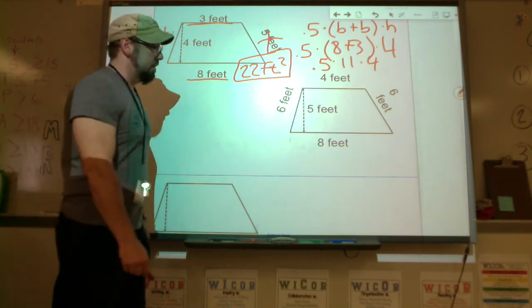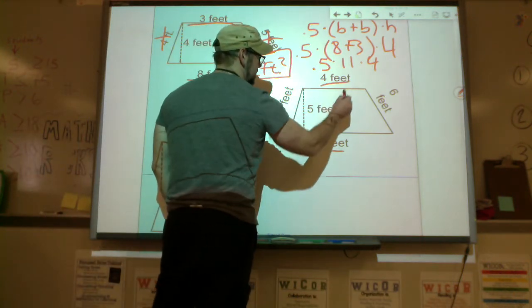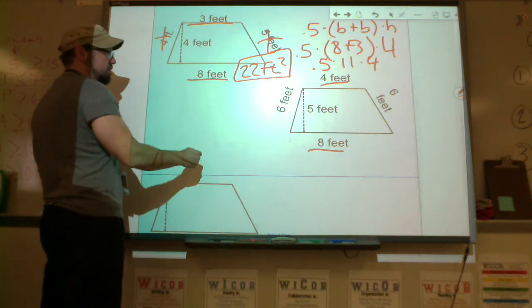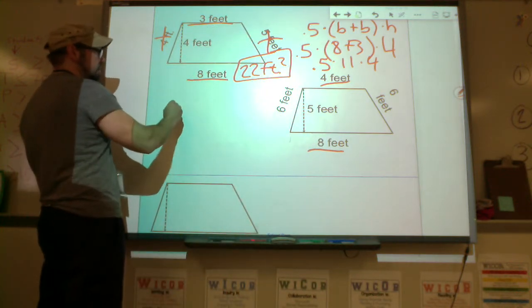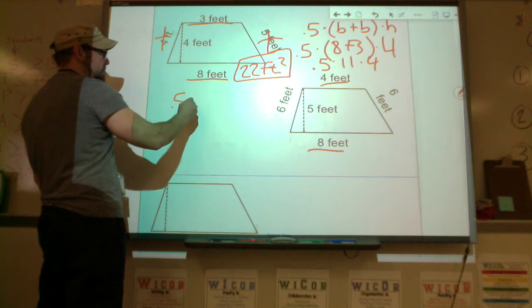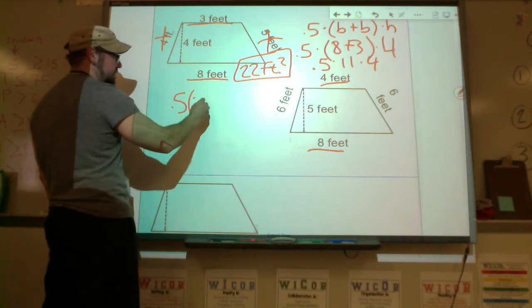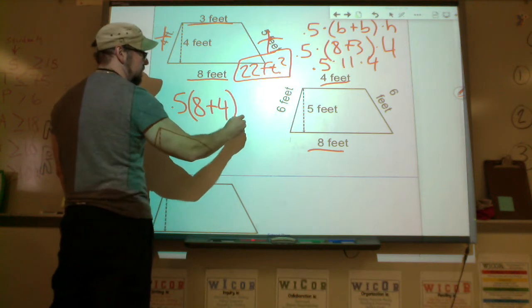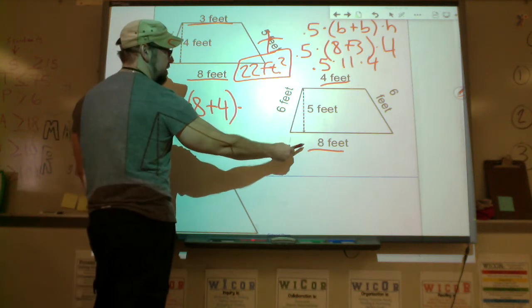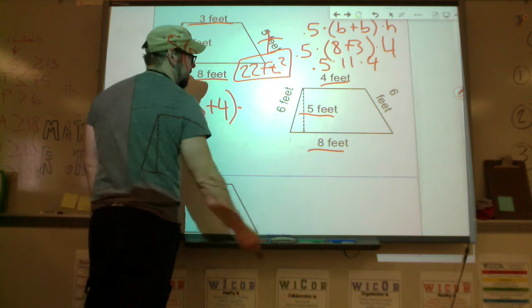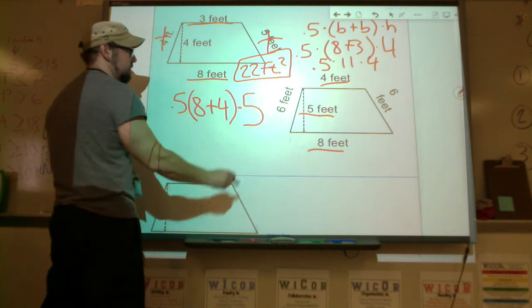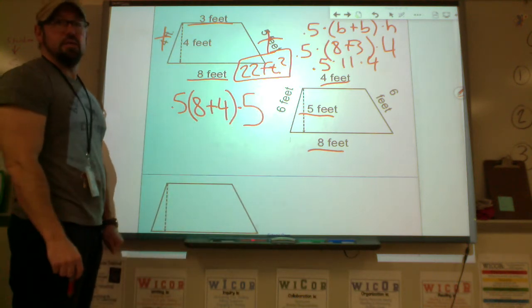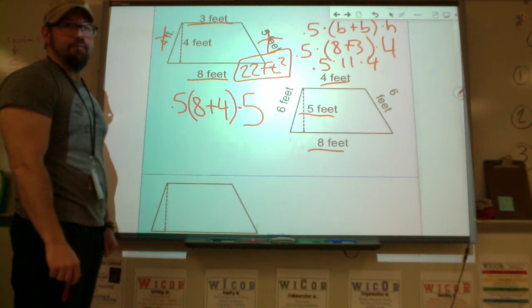So, why don't you try this one? Okay, you have your bases. Your height is 5. Just plug them in again. 0.5, and you times it by the bases. And my height is 5, 8, 4 is my height. Why don't you see what you get?